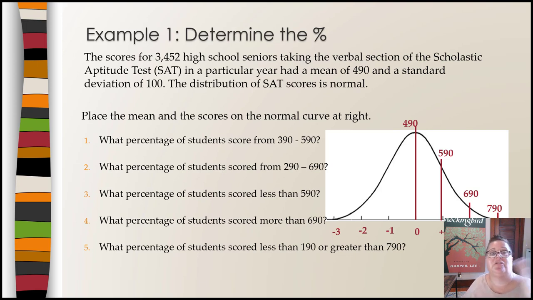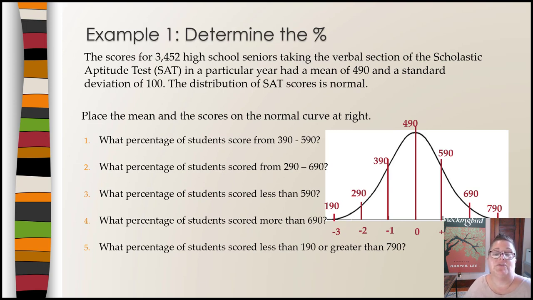For the standard deviations below the mean, I'm not going to be adding 100, I'm going to be subtracting it. So 490 minus 100 is 390. And if I subtract another 100, I have my second standard deviation below the mean, and another 100 to get my third standard deviation below the mean. And thus, I have placed all the scores on my normal curve here. Why did I do this? Well, because now I can answer the questions that were asked.